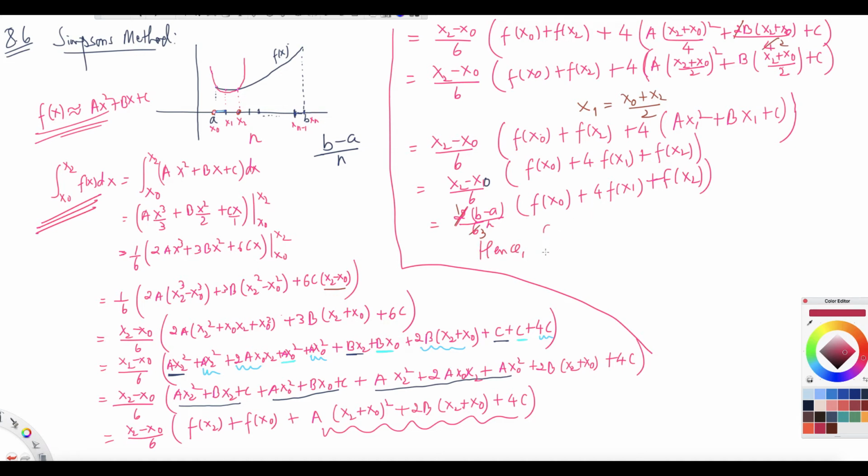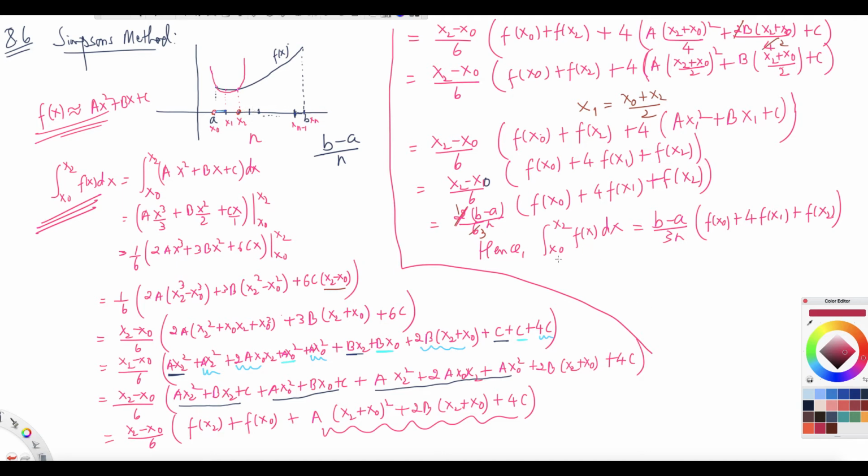Hence you got the integral from x0 to x2 of f of x dx, meaning if you want to find the area under that black curve between x0 and x2, this is the same as (b minus a) over 3n times f of x0 plus 4f of x1 plus f of x2. This is what you get. This is for the first two intervals, the first two stripes.